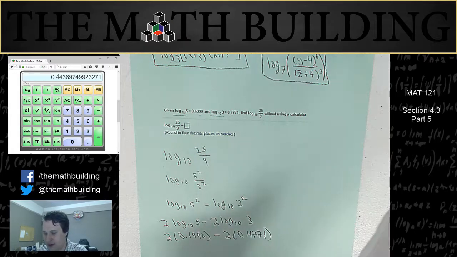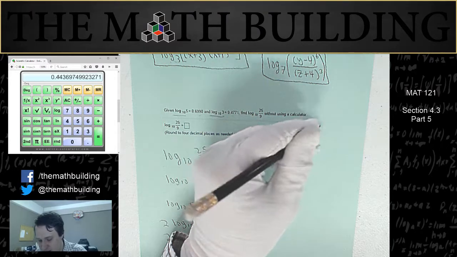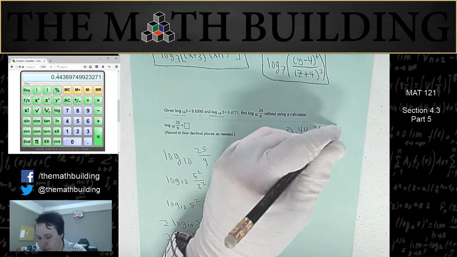So I'm just going to write this number up at the top. Let's see how close we get. 0.443697499.